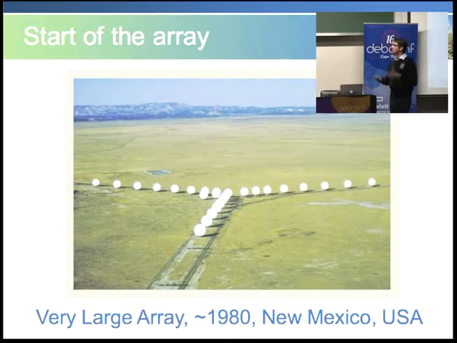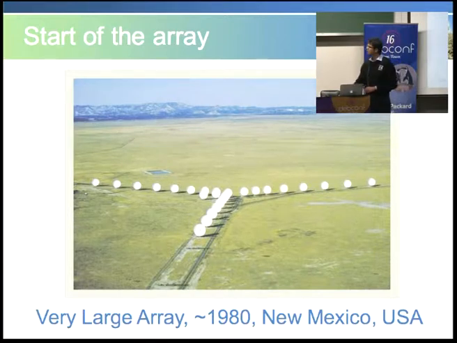So rather than trying to build these things bigger, we build more of them. And so the start of this was sort of the Very Large Array in 1980. This one's still very popular. If you've seen the movie Contact, you might recognize this. So these are, I think, 20-odd meter dishes, and there are 20-odd of them, something thereabouts.